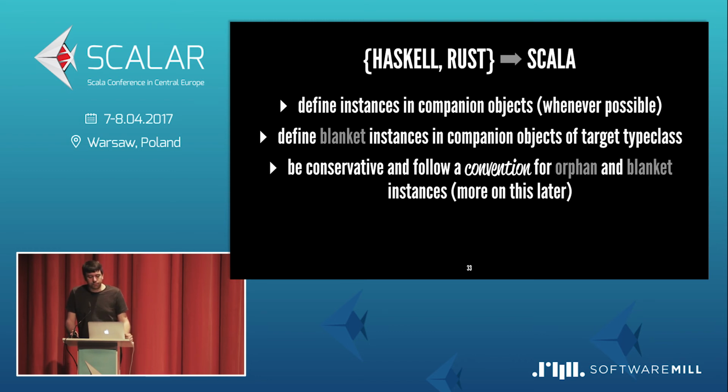Then, if you have to define blanket instances, so instances across a lot of types, again, it's a good idea to define them in the companion objects of the target type class. So in this case, the DB codec we saw before. And this makes it, again, easier to find those implementations. One more: it's good to be conservative and follow a convention for orphan and blanket instances. But we're going to go into details later with another case study.